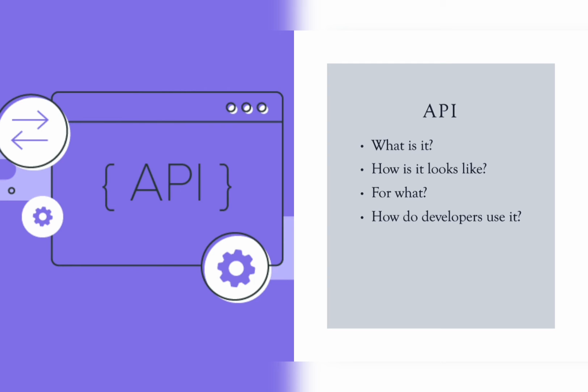It looks like addresses in the browser to which developers send requests and receive data in a certain format, usually JSON. This is quite similar to client-server requests. But in this case, the client is a third-party server that sends requests to the API to get the data it needs. All possible requests are written in the API documentation.